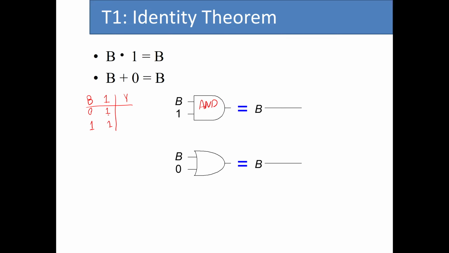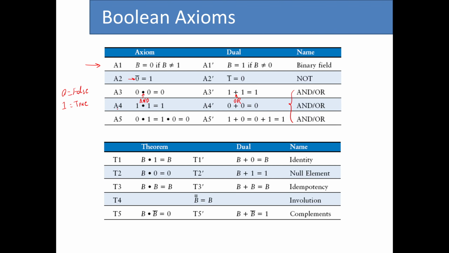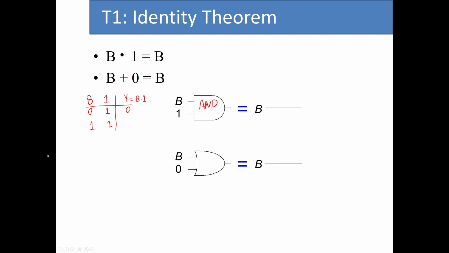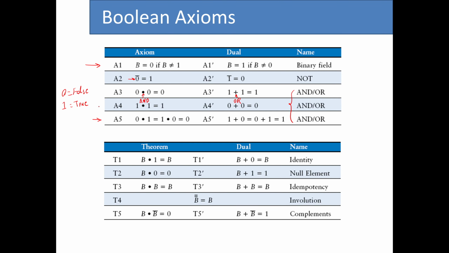0 and... y is basically b ANDed with 1. 0 and 1 equals 0. You see here, based on A5. 1 and 1 equals 1, again, based on A4. So these are the axioms that we already talked about and we already agreed upon.